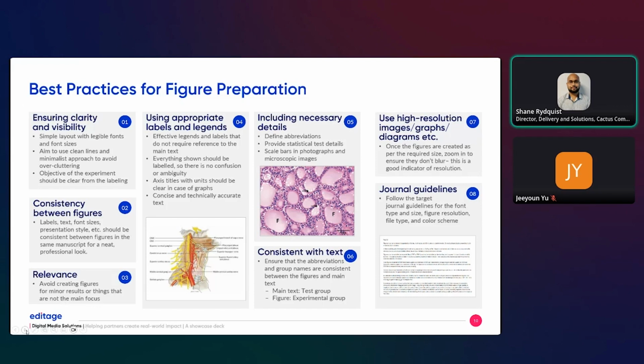The second element, something that is very simple but is often overlooked, is to ensure consistency between figures. We have seen several instances where manuscripts have been submitted where one figure has a type of font, a type of representation, and another figure in the same manuscript has a completely different font, completely different representation of numbers and information. And that often causes concern to peer reviewers or even handling editors because they're not sure of whether these two figures come from the same manuscript.